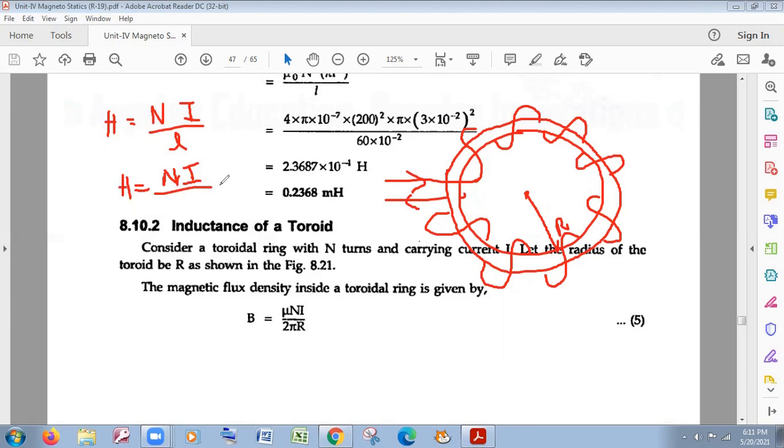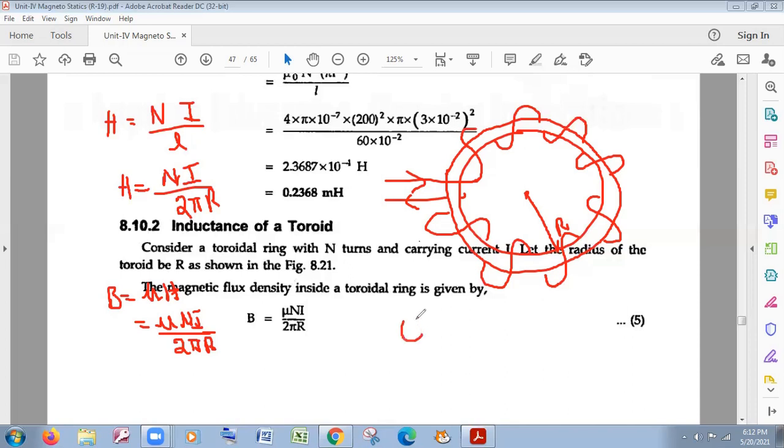Here the 2 pi R is the length of the toroid ring, where R is the radius of the ring. Got it, my dear students? Now B is equal to mu into H, that is equal to mu N I by 2 pi R. Earlier it was the length of the solenoid L; now it is a toroid ring with a radius of R.